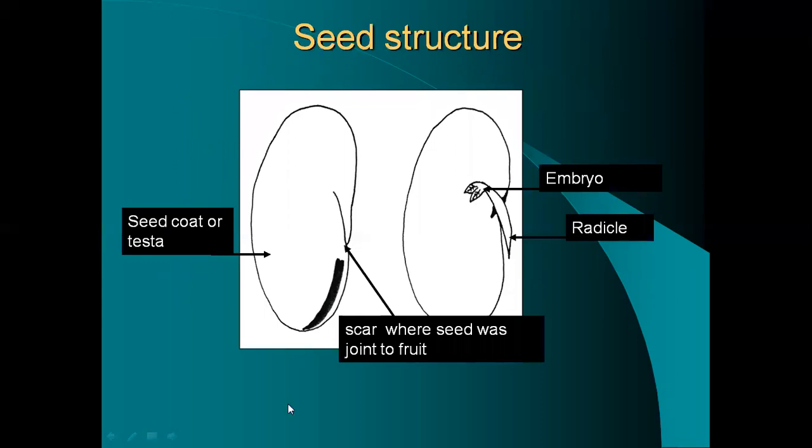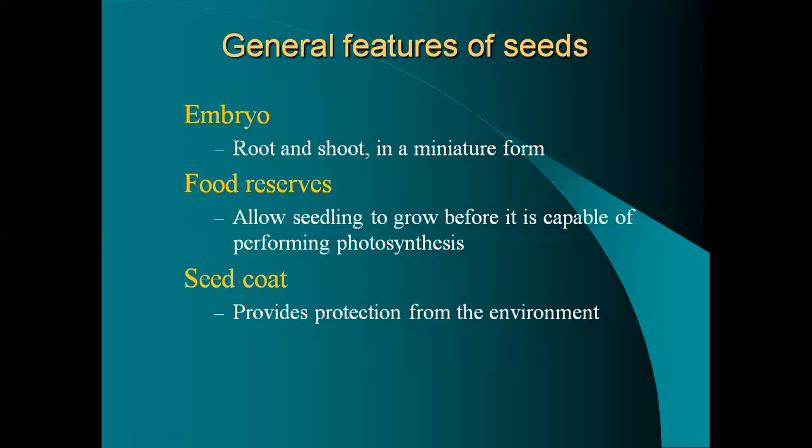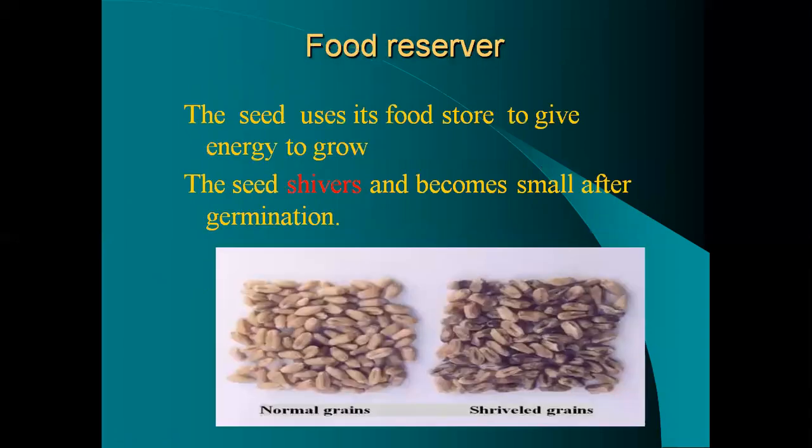Seed structure. Seed has a seed coat that is also known as testa, and a small plant that is called embryo. The first root that comes out of the seed is called radicle, and a scar where the seed was joined to the fruit. General features of seeds: embryo, food reserves, and seed coat. These three things are inside the seed.